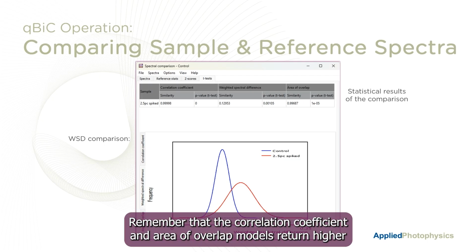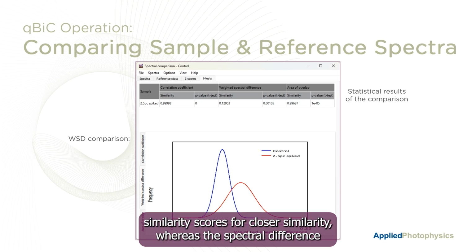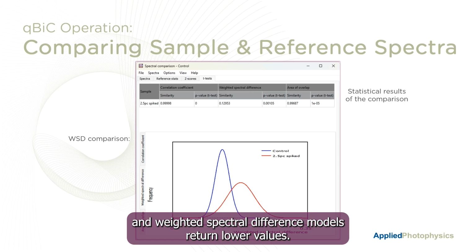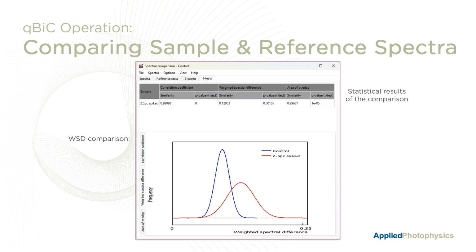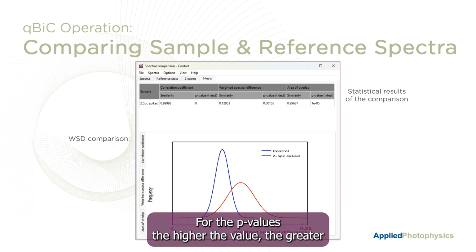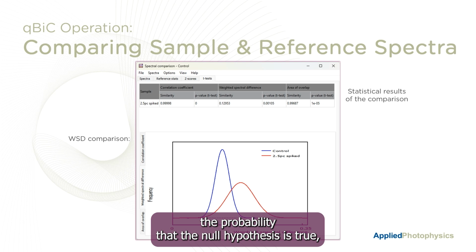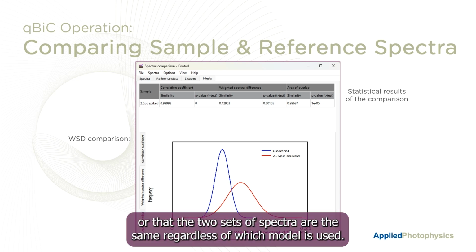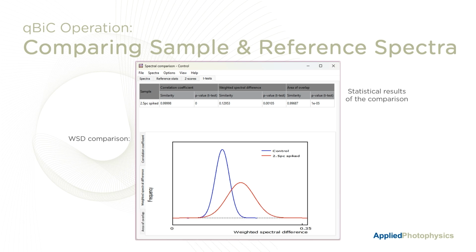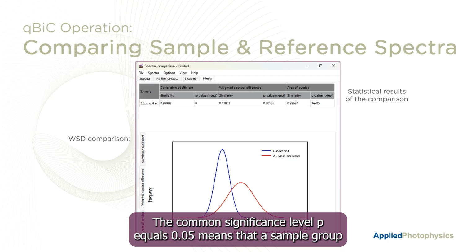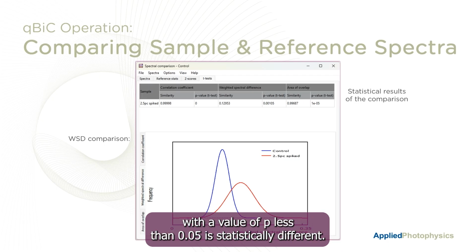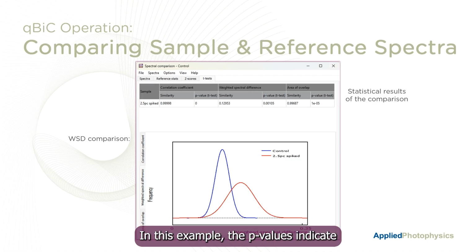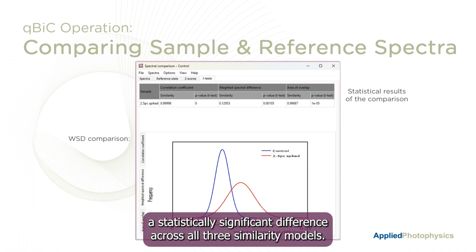Remember that the correlation coefficient and area of overlap models return higher similarity scores for closer similarity, whereas the spectral difference and weighted spectral difference models return lower values. For the p-values, the higher the value, the greater the probability that the null hypothesis is true, or that the two sets of spectra are the same, regardless of which model is used. The common significance level, p equals 0.05, means that a sample group with a value of p less than 0.05 is statistically different. In this example, the p-values indicate a statistically significant difference across all three similarity models.